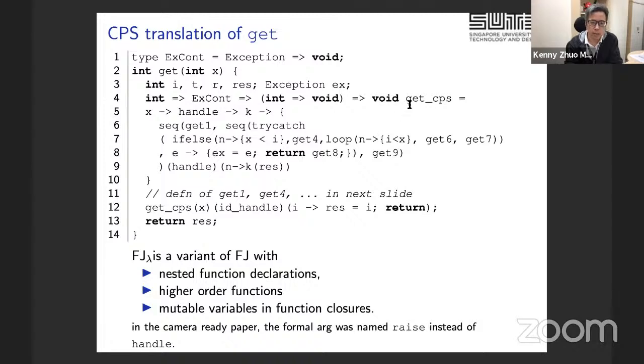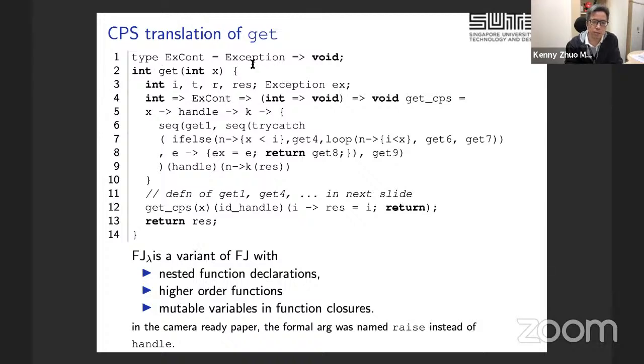Over here, this getCPS is actually a lambda term, because I write this as a lambda. So this is the parameter, and this is the body. And of course, in this case, I write it in a curried style. The second argument is handle, and the third one is the K. So let's look at the type here. The type of the getCPS is basically it takes in an int, so X is of type int. EXCON is exception continuation, a type alias here.